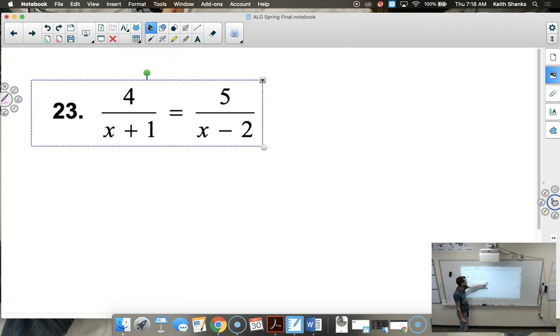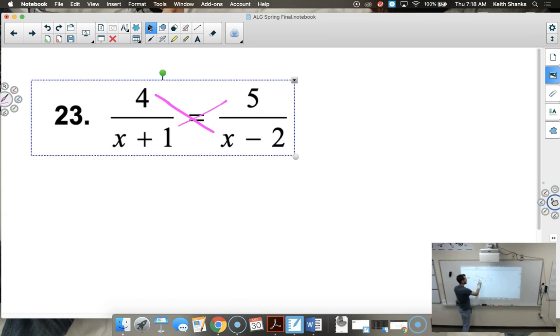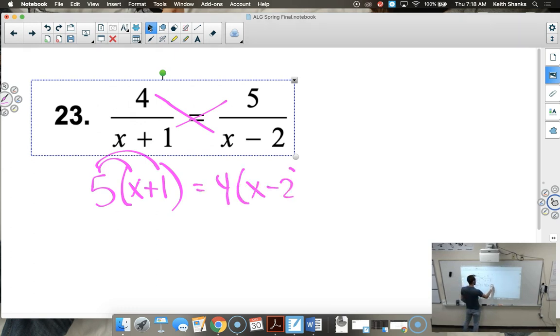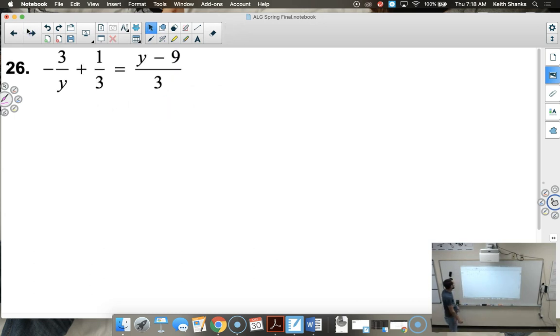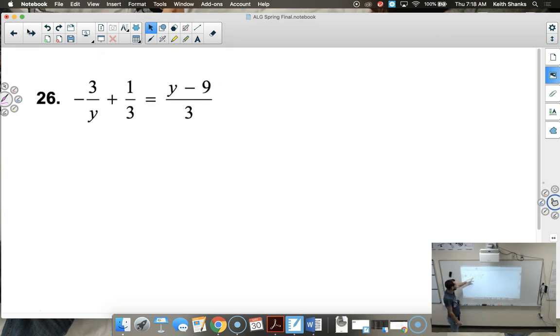All I'm going to do here is cross-multiply. So I would have 5 times x plus 1. Make sure you distribute. Equals 4 times x minus 2. Make sure you distribute. X's come to one side. Numbers go to the other side. And then you simplify. Okay? All right. Last one here is this one.